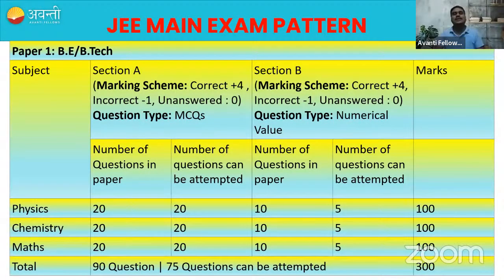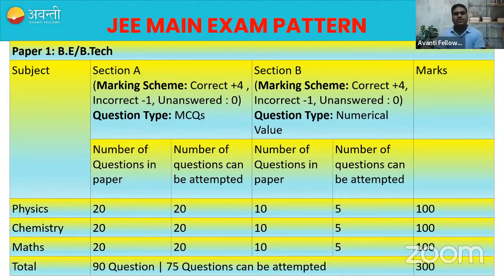Now, this is the JEE Main exam pattern. I know you are all aware of it: the total number of questions and the number of questions to be attempted. In section A, we have 20 questions each of physics, chemistry, and maths, so a total of 60 questions in section A, right?